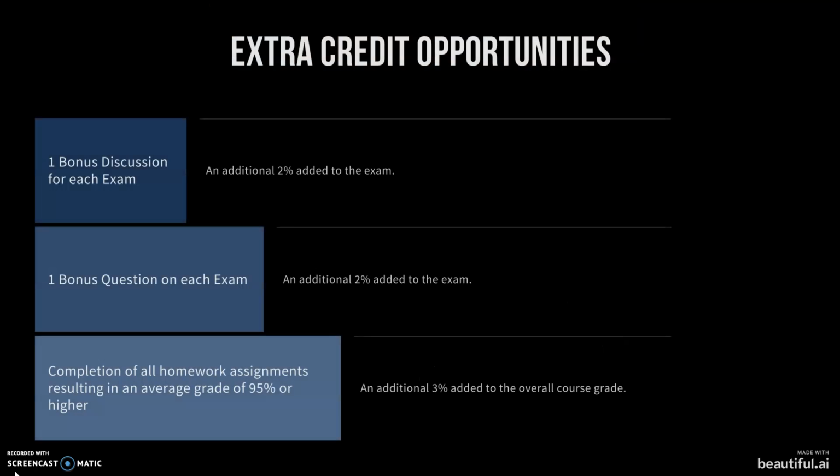There are some extra credit opportunities. At the end of the semester, I'm going to look at the average homework grade, and if it is 95% or higher, then I'm going to add 3% to the overall course grade. I have a bonus question for every exam, and that's going to be an additional 2% added to that exam. I have bonus discussions for every unit exam, and those will be an additional 2% added to that exam as well.